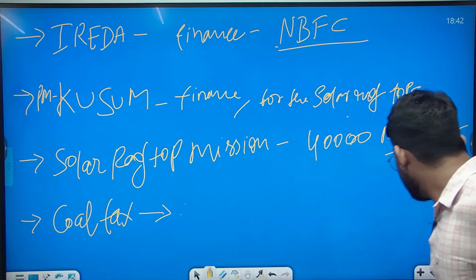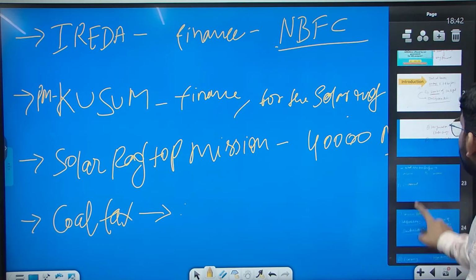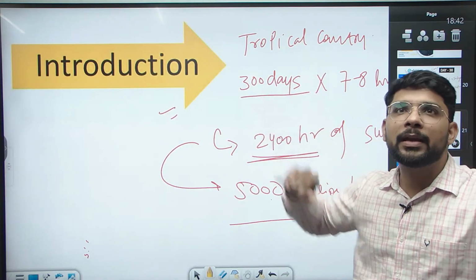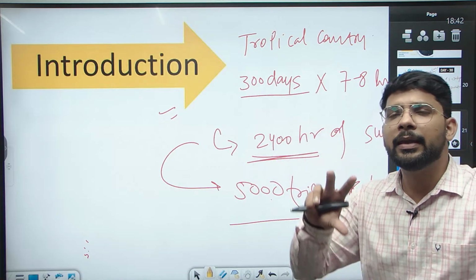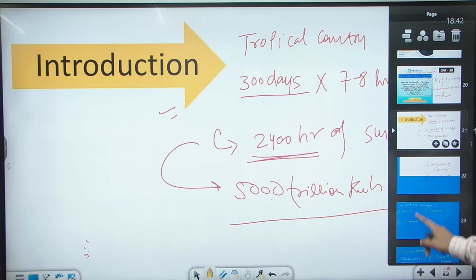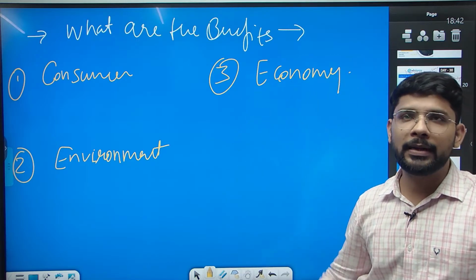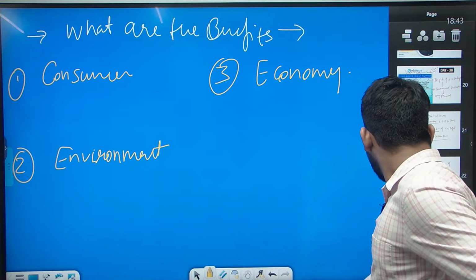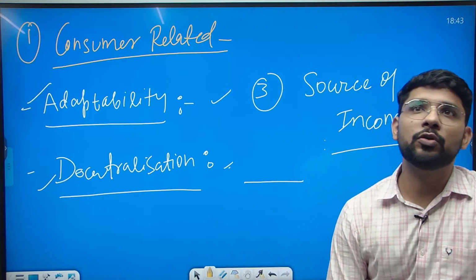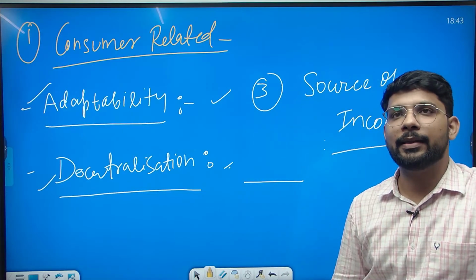Okay. So in the first part, in the introduction we discuss that India is a tropical country with approximately 300 days of sunlight, having a potential of generating 5,000 trillion kilowatt hours of solar energy. In the body, we divide it into parts. In the first part, we write about the benefits for the consumer, the environment, and the economy. For the consumer, we write about adaptability, as it is easily adaptable. We write about the source of income. We write about decentralization, as an individual can install a solar panel at their home.